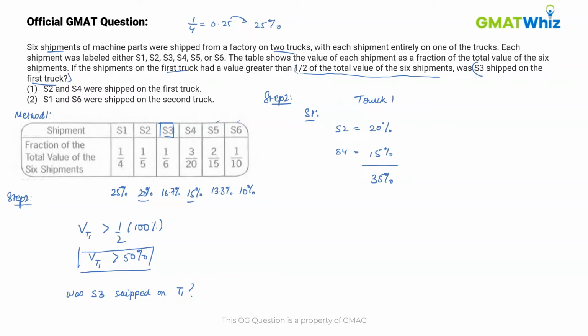But if we add S3, whose value is equal to 16.7%, then the sum equals 51.7%. Now we know that this is greater than 50. So there is a possibility that S3 was shipped on truck 1.